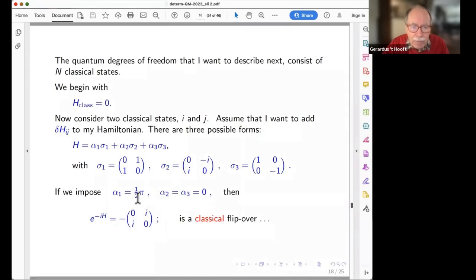If it were not 1/2 pi, but something else, then it would become a superposition. All 4 entries of the matrix would be different from 0. That would be a quantum superposition. So now, postulating that I have a deterministic theory that is mimicking quantum mechanics is the same as postulating that these coefficients are exactly 1/2 pi and nothing else.